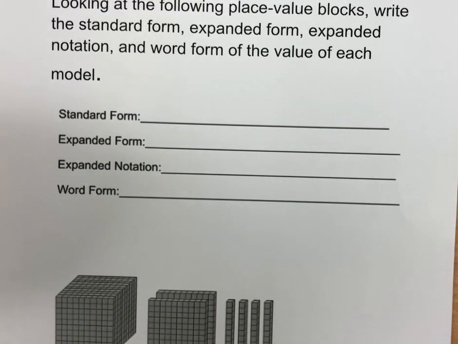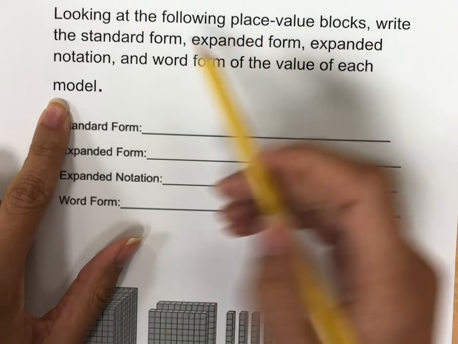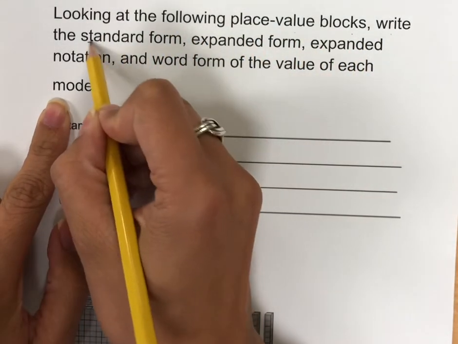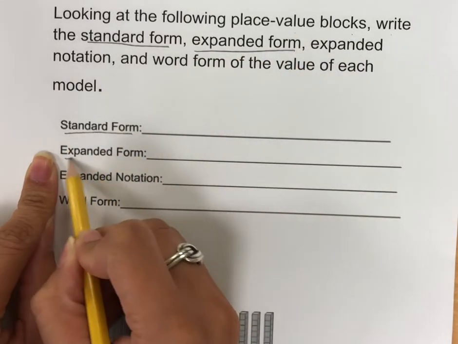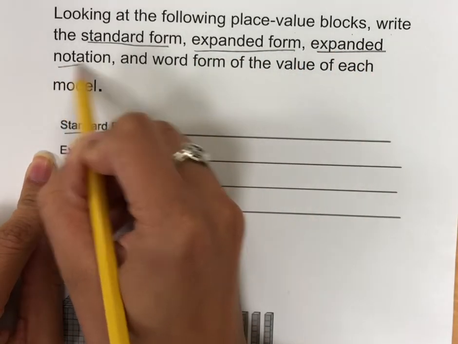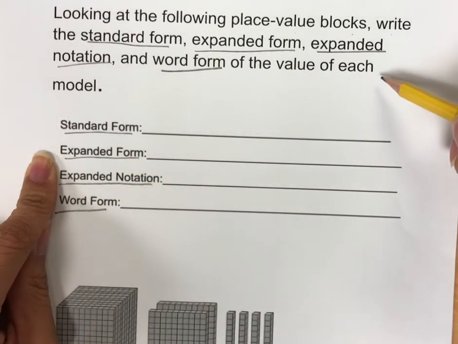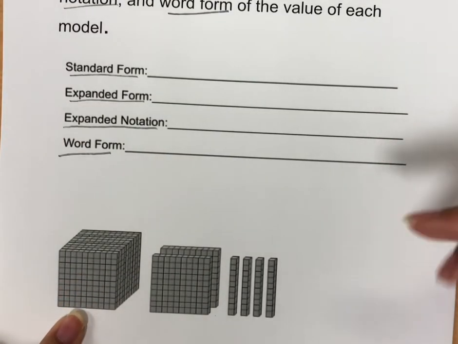Okay, boys and girls, let's take a look at this problem from lesson 1.1, representing numbers. Here we have the statement. Looking at the following place value blocks, write the standard form, expanded form, expanded notation, and word form of the value of each model. And here we have our model, okay?